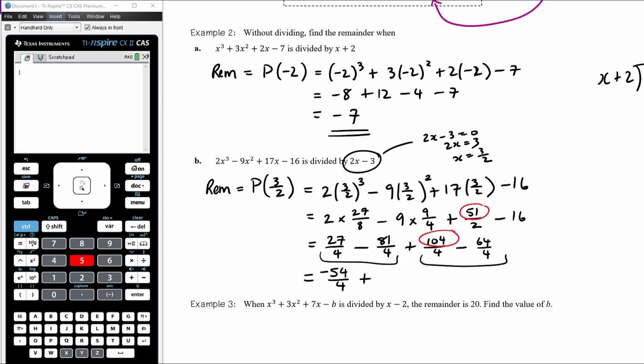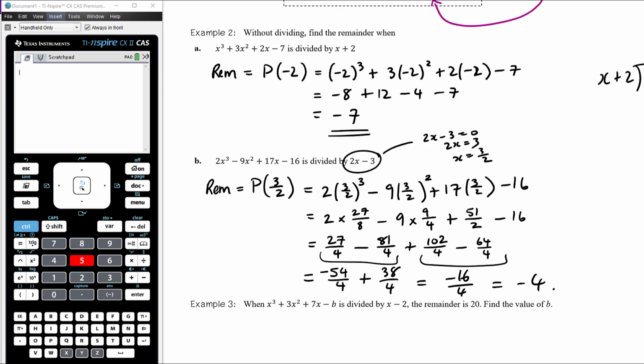51, when we doubled that, shouldn't have been 104, it should have been 102. Hopefully you've been screaming at me while you've been watching the video. Apologies, as I said, it's actually quite late. Alright, so now it's 102 minus 64, which is not as nice, so anyway, that's okay. 104 minus 64 was 40, so 102 minus 64 will be 38 on 4. Okay, so we've got negative 54 plus 38, which is going to give us negative 16 on 4, and so we get negative 4. Okay, we got there in the end.